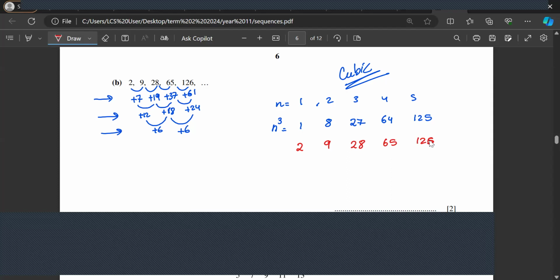Okay? Then what we are going to do? I want you to find the relation between what in blue and what in red. What do you think? You see here? Plus 1. Plus 1. Plus 1. Plus 1, right? So the equation is what? n cubed plus 1. Any problem?